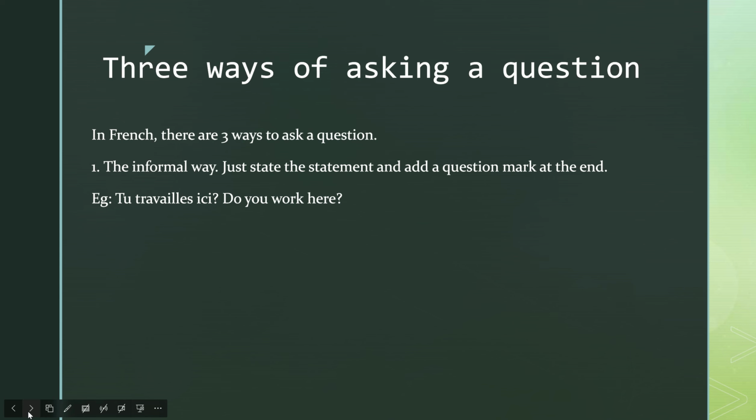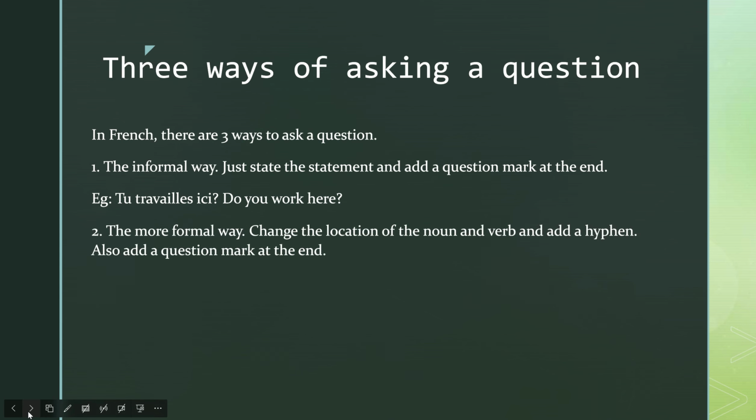Do you work here? The more formal way is the second way. Change the place of the noun and the verb and add a hyphen between them. Of course, add a question mark at the end. Travailles-tu ici? Means do you work here?